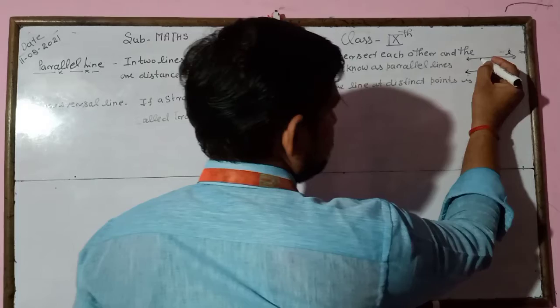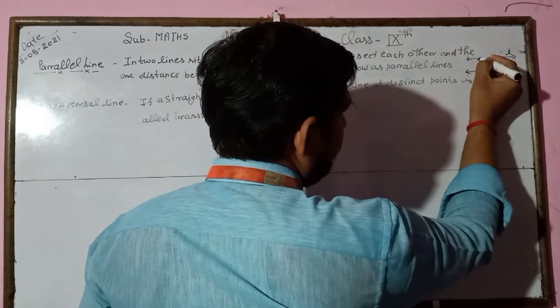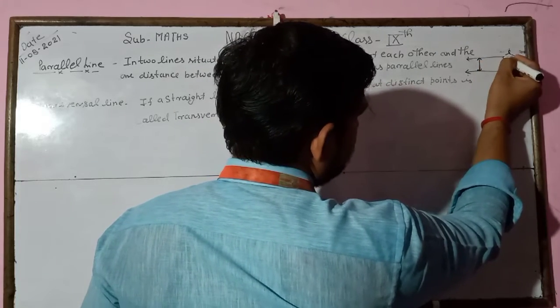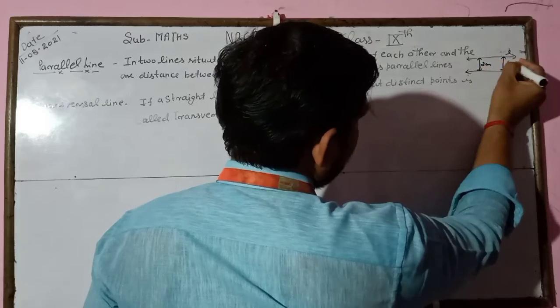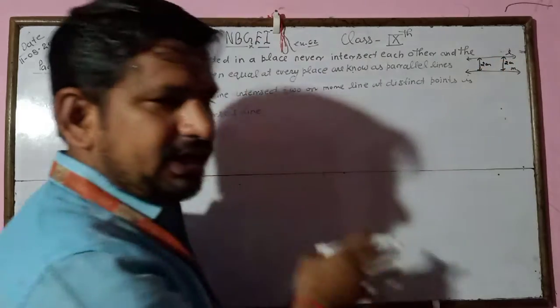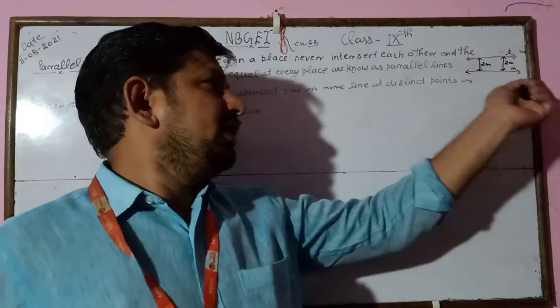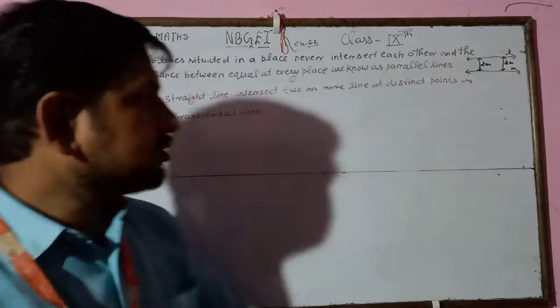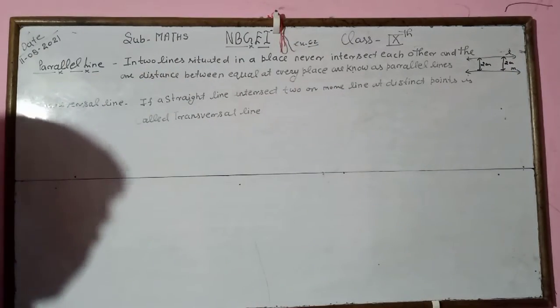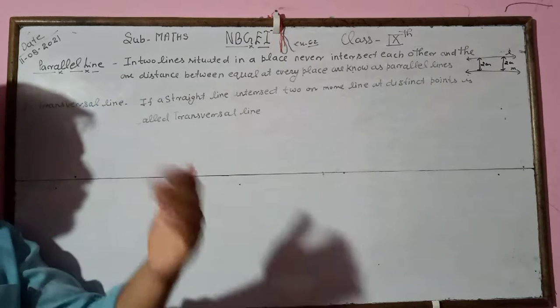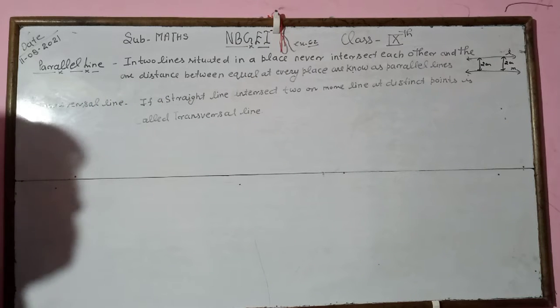The distance between them is constant. Suppose it is 2 centimeters at this place, 2 centimeters at this place, and infinitely at every other place the distance is the same; such lines are called parallel lines. I write one distance or unit, any distance, as clear.